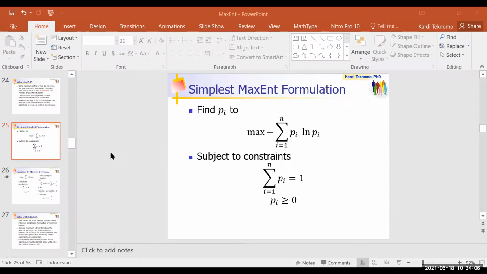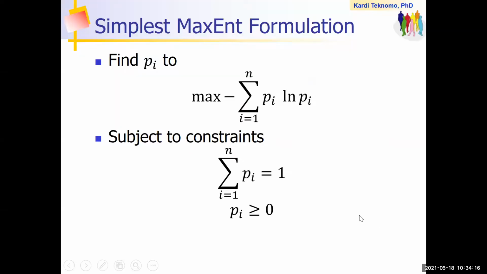So the simplest maximum entropy formulation is this. You see? This is the one that you just did, but we formulated it into mathematics so that you will know how to write it. So what do you maximize? We find the P_i, the probability, to maximize minus sigma P_i ln P_i. What is this? This is the entropy, right? Subject to the constraint, of course, that the sum of probabilities is equal to 1.